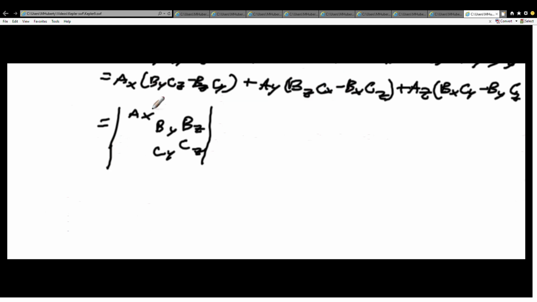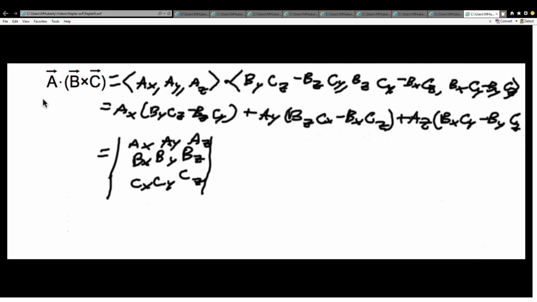So just that part of the determinant gets that first term here. Likewise with the second one, the AY goes here. It's AY times BZ times CX minus AY times BX times CZ, and then likewise the last one. Okay. So it turns out that this A dot B cross C is this 3 by 3 determinant, which is actually kind of a neat setup.